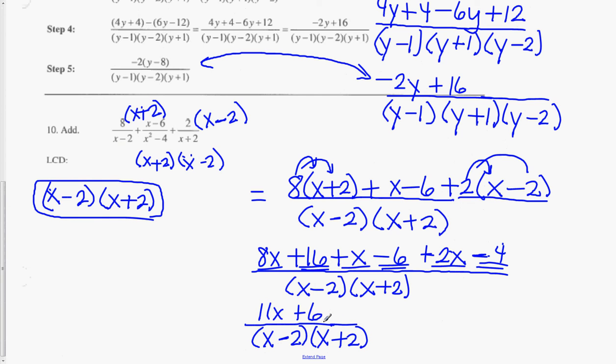Okay, so now I'm going to look at 11x plus 6. Can I take out a greatest common factor from both of those terms? No, I cannot. So that means that I'm done. That is my final answer. Okay, let's look on the next page.